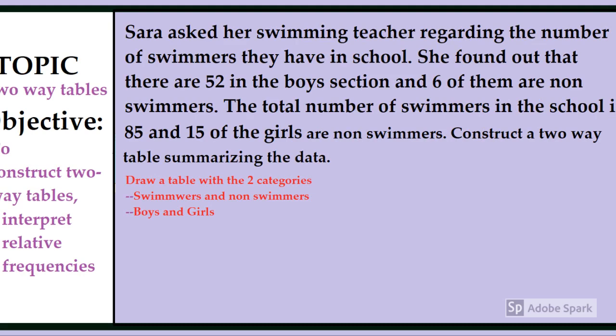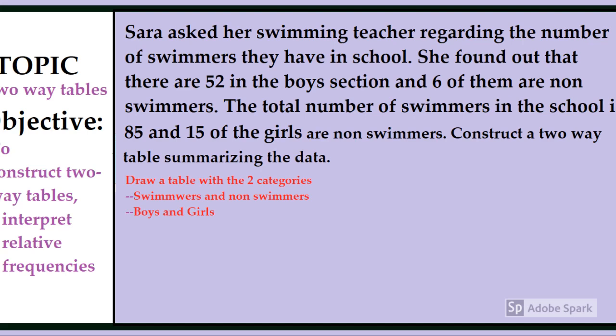Sarah asked her swimming teacher regarding the number of swimmers they have in school. She found out that there are 52 in the boys section and 6 of them are non-swimmers. The total of swimmers in the school is 85 and 15 of the girls are non-swimmers. Construct a two-way table summarizing the data.